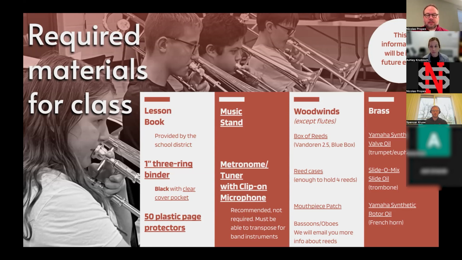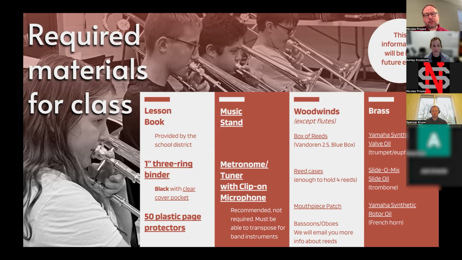Music stand, metronome, tuner, if you do end up renting through West Music, are available as part of the rental package. Again, I'll let Spencer talk a little more about that when he comes on to chat about renting an instrument. But just keep in mind that those two things you can get through West Music.